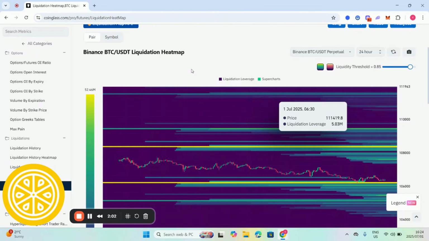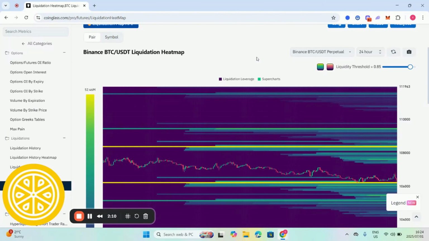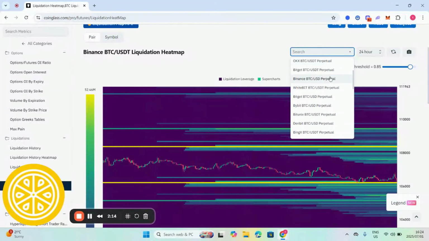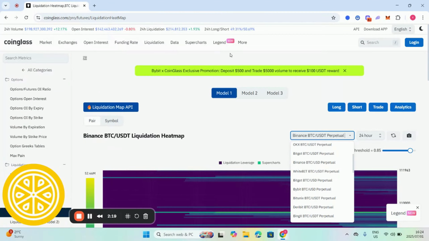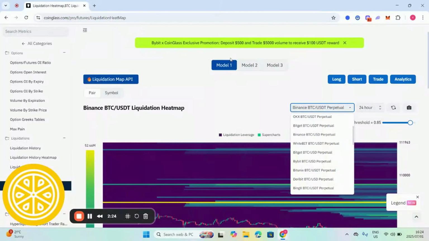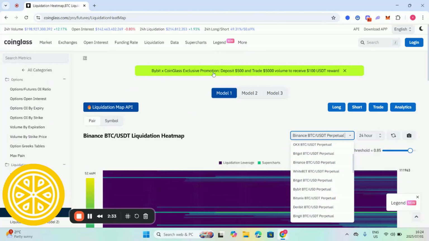Not only that, CoinGlass gives you the advantage to search not just BTC. It gives you a variety of pairs that you can get from different exchanges. You can actually see different types. All of the cryptocurrencies can be checked on their liquidity heat map and how they are doing. And as you can see, you can also check long, short trade, whatever bias you want.